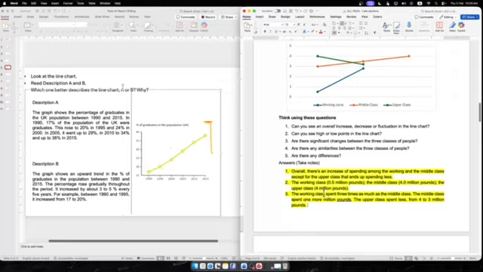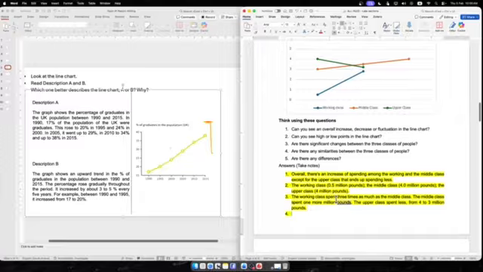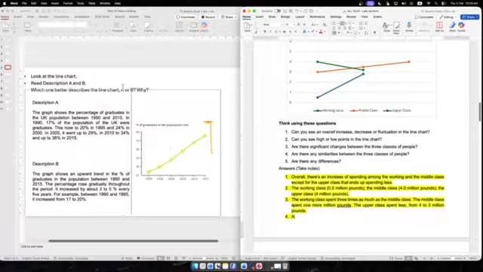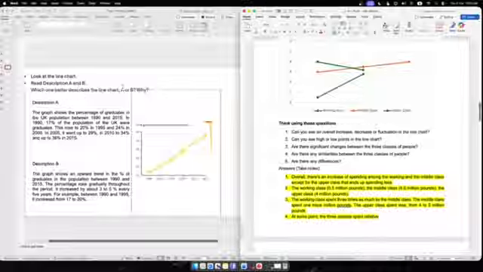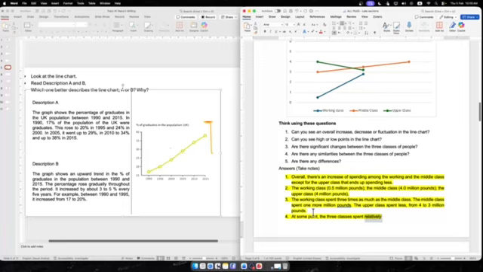Okay, so let's take a look at number 4. Are there any similarities between the three classes? We can say at some point the three classes spend relatively the same at around 3 million pounds.